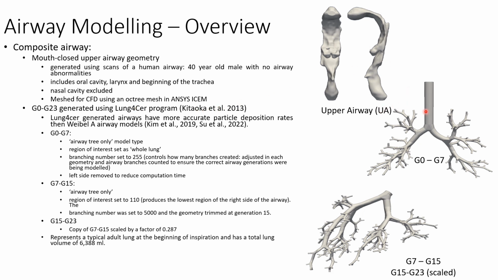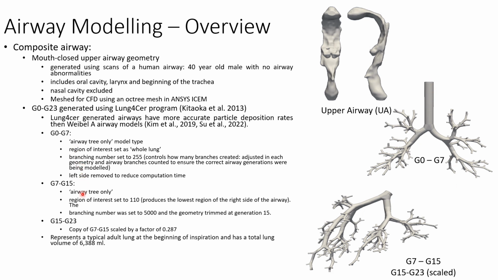Then after that, we have the beginning of the lung model. So this is generation 0 to generation 7, and that was generated using the LungForcer program by Kitaoka and co-workers. And LungForcer is a piece of software for generating airway models, and there's a couple of studies which show that lung geometries generated with LungForcer have more accurate particle deposition rates than those generated from Weibel A airway models. So we use LungForcer to generate models of G0 to G7.